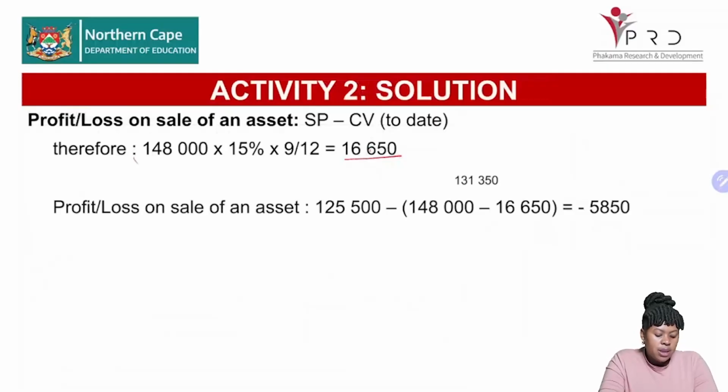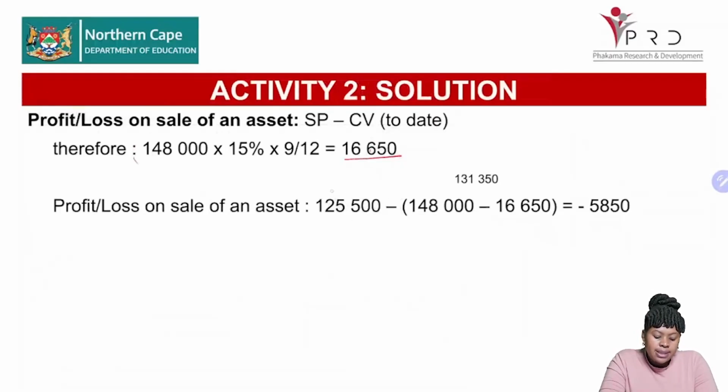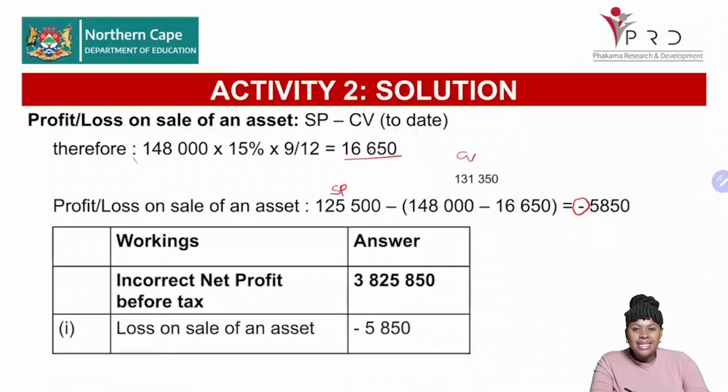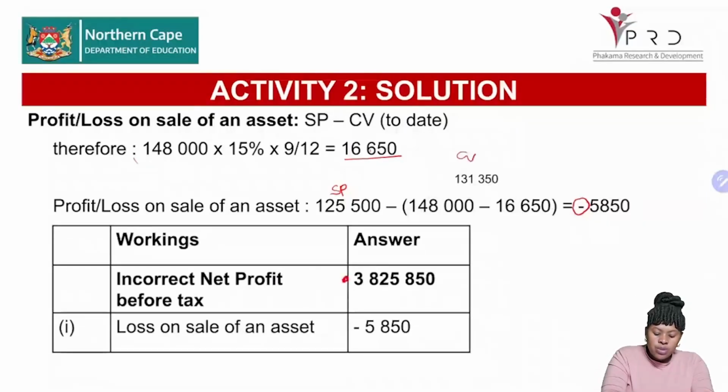Then we are going to say the profit or loss on sale of an asset is the selling price less our carrying value to date. So what do I do to calculate that? I'll say 148,000 less 16,650, and that will give me a negative. So remember, we are adjusting our net profit. What does adjusting my net profit mean? It means that I need to correct this specific amount. Did you see that?